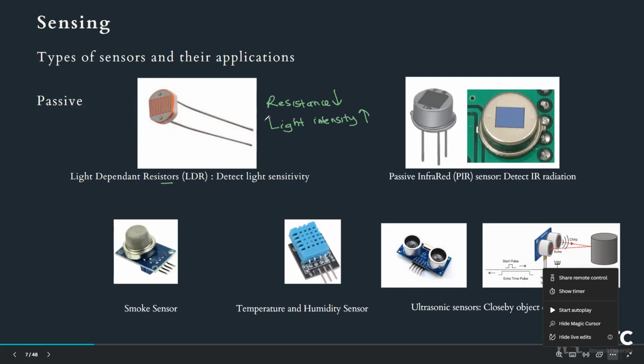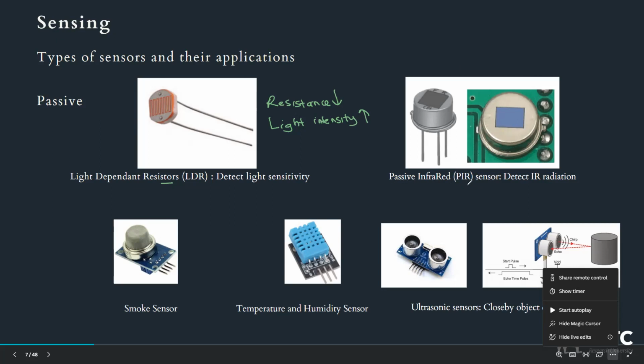So that is how the LDR basically functions. LDR is depending on the resistance, and the resistance is varying based on the light intensity. So when we talk about the next sensor, we have this sensor, which is the passive infrared sensor.